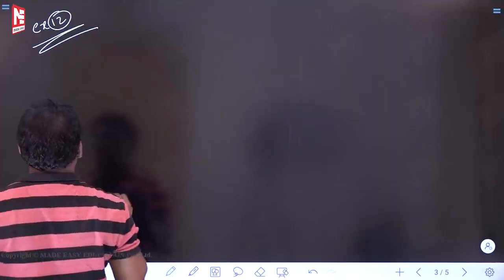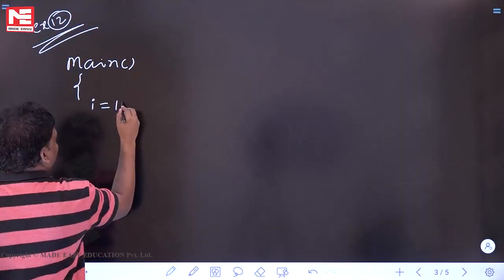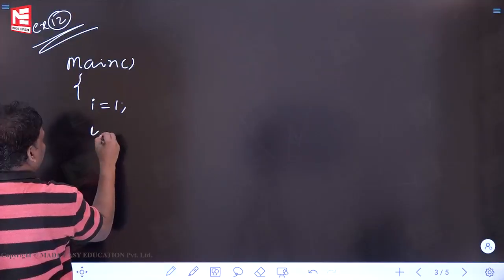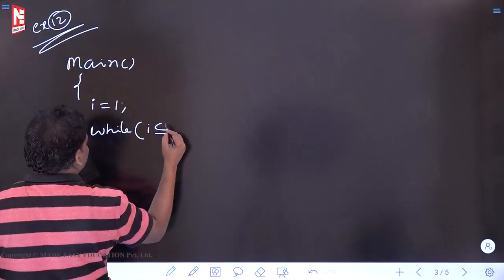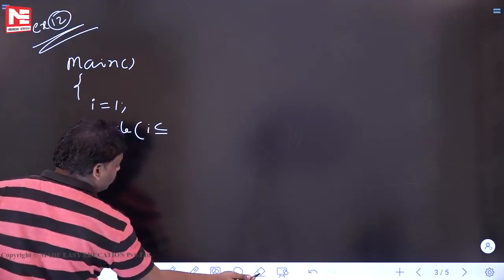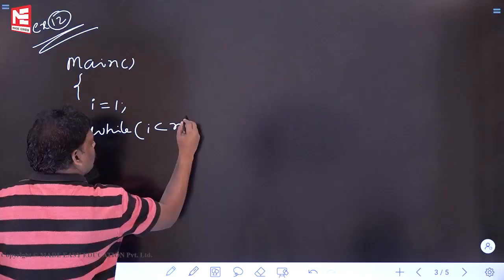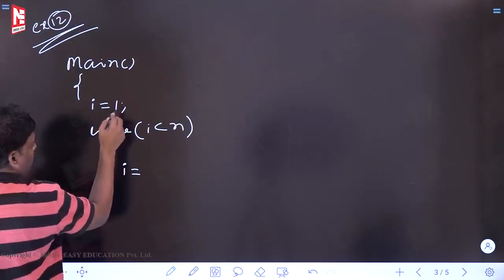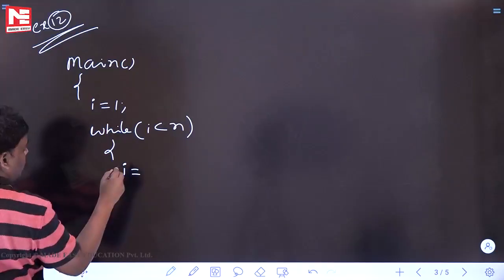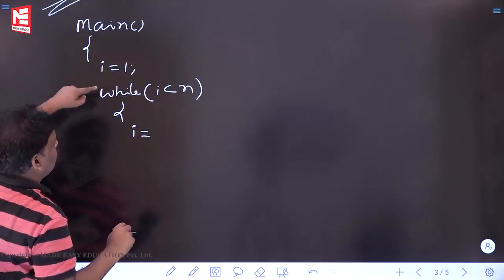Example 12, see this also. I is equal to 1, while I less than or equal to n. If you want you can keep equal, if you don't keep it also no problem. I less than n. I is equal to, can you help, is I small or big? Small, already small, you have to increment. Please be careful.